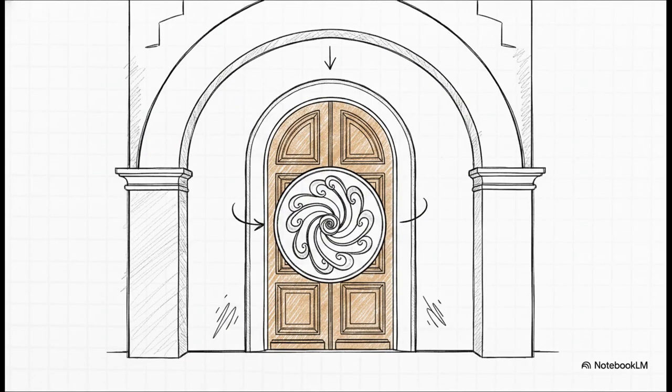Salingaros refers to this necessary complexity as fractal loading, and this is such a brilliant concept. It means that in a healthy environment, you have dense, nested structural choices happening all at the exact same time, particularly at the human scale, so ranging from about 1 millimeter up to 10 meters.